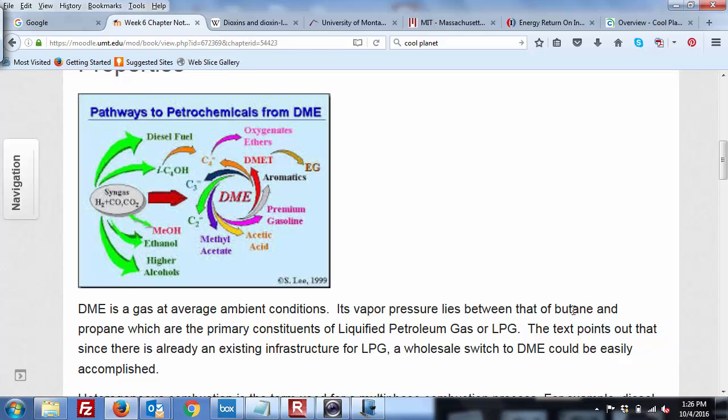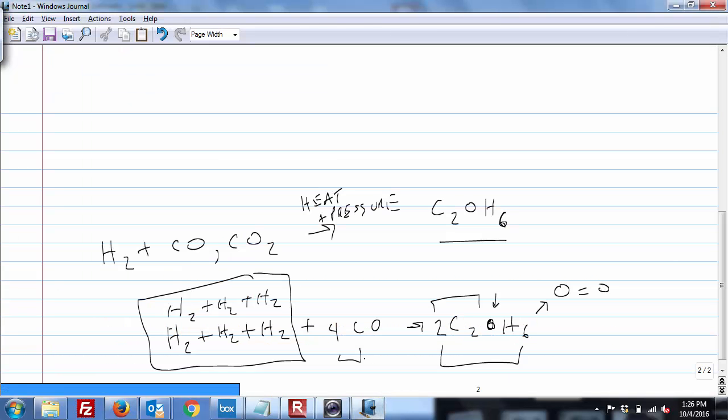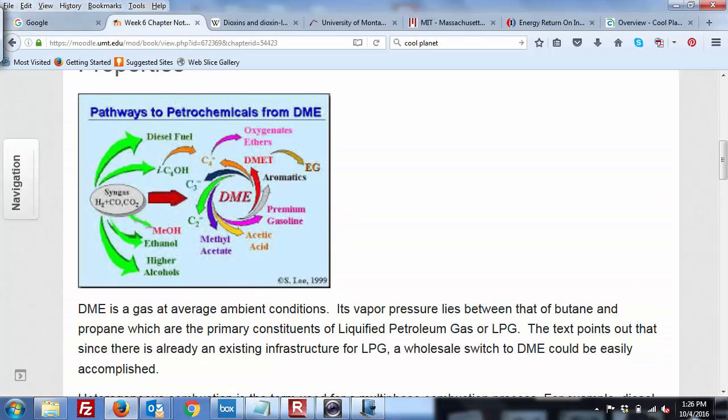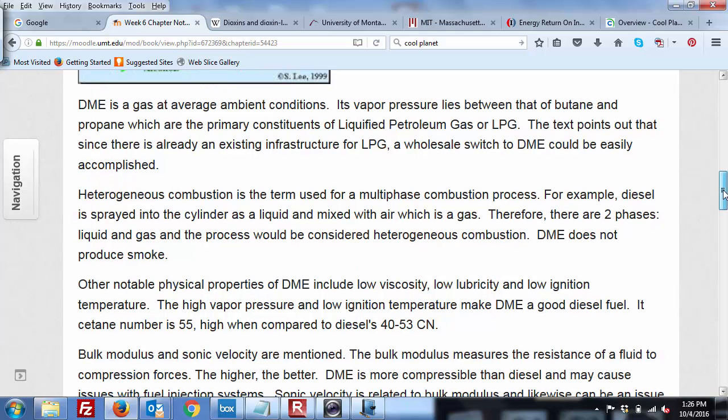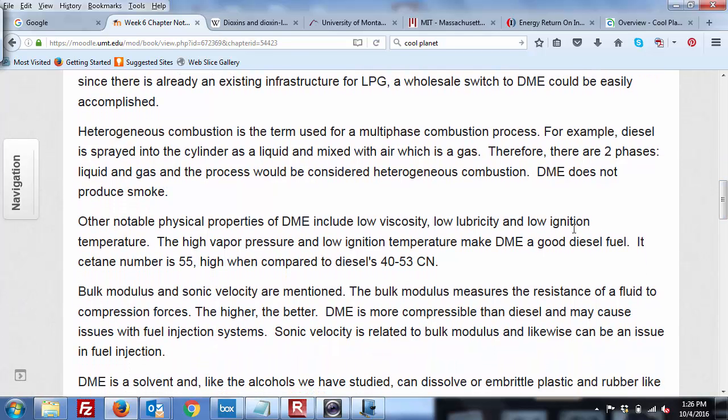Vapor pressure lies between butane and propane, which is kind of nice, and that's where this heat and pressure comes in for manufacturing these gases. No smoke for DME, low viscosity, low ignition temperature, and high vapor pressure make it a good diesel fuel. Cetane is 55, fairly high compared to diesel itself.